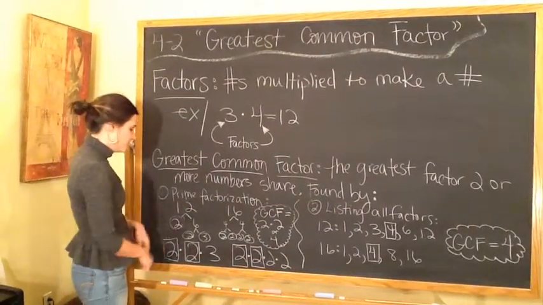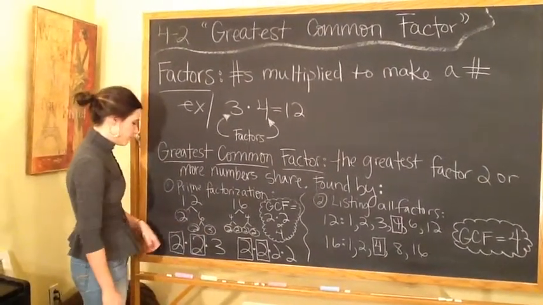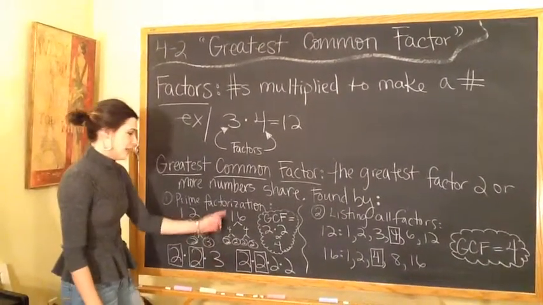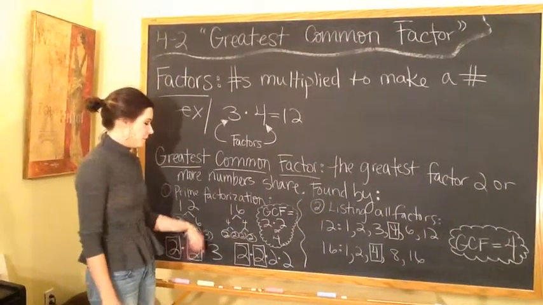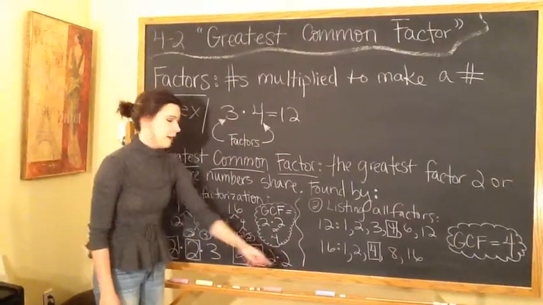If you break down 12, you get 2 and 6. Then you break down 6 into 2 and 3. So in order to get 12, you do 2 times 2 times 3. Now 16, you break down to 4 times 4, and then break down those 4s into 2 times 2. So it's 2 times 2 times 2 times 2.